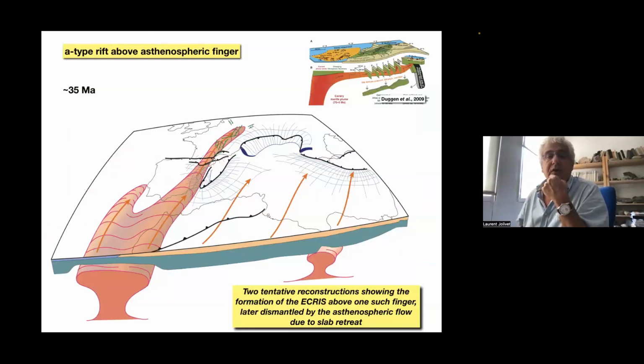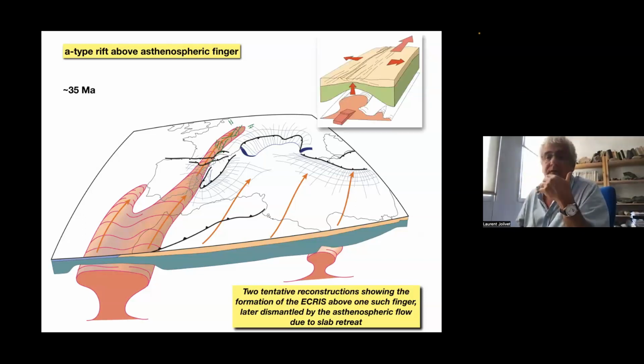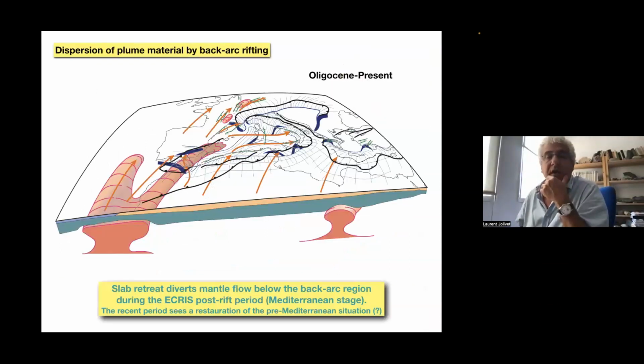The idea is that before 35 MA or say before 30 MA, something like that, we have this low velocity finger, similar to the one we see below the East African rift here, that was responsible for the opening of this rift here, slow opening of the rift, and you see it on the top here, and that because of slab retreat, the plume material was dispersed by back-arc rifting and by the asthenospheric flow that is related to slab retreat, and that is much faster than the absolute motion and probably the mantle flow in that region.